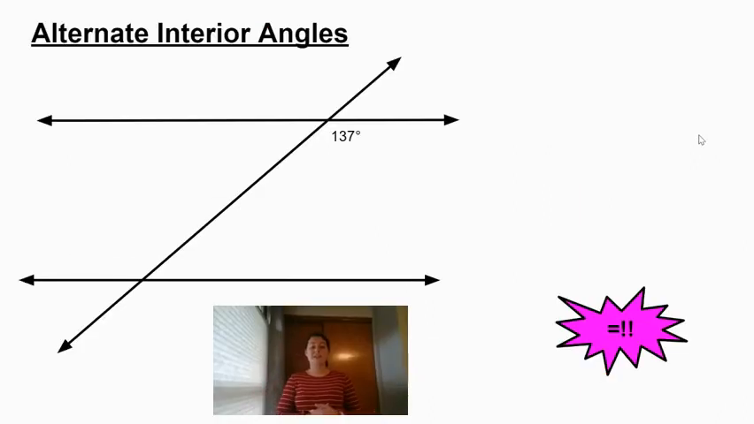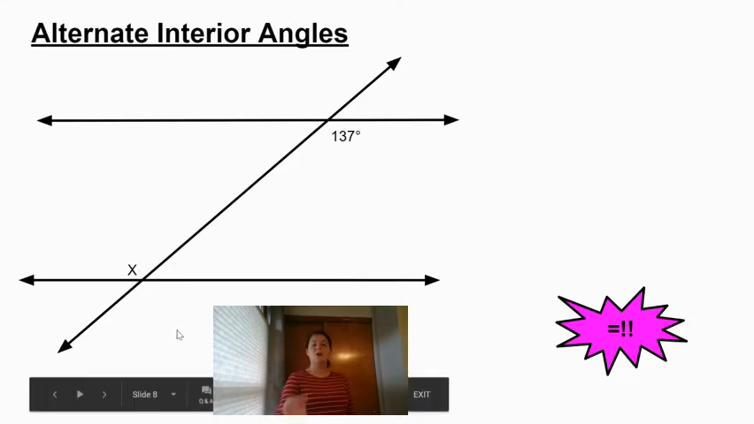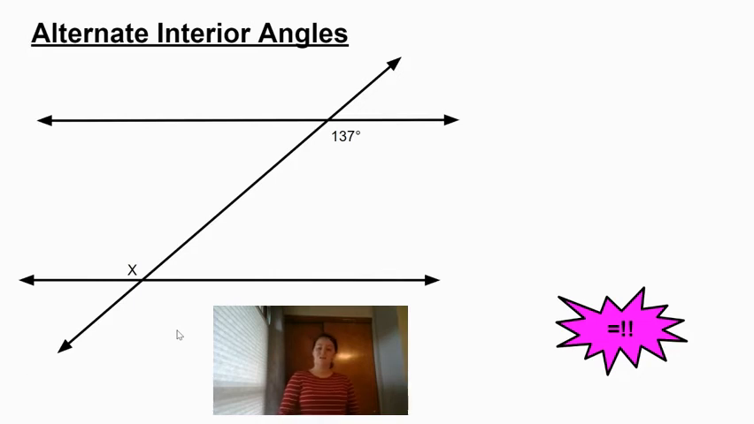All right, alternate interior angles. So we know that alternate interior angles are on opposite sides of our transversal and in between those parallel lines, okay? They're still equal to each other because we know alternate interior angles are congruent to one another. There's our x value right here. So what am I going to do first? I'm going to set x equal to 137 degrees. And that tells us that x equals 137 degrees.